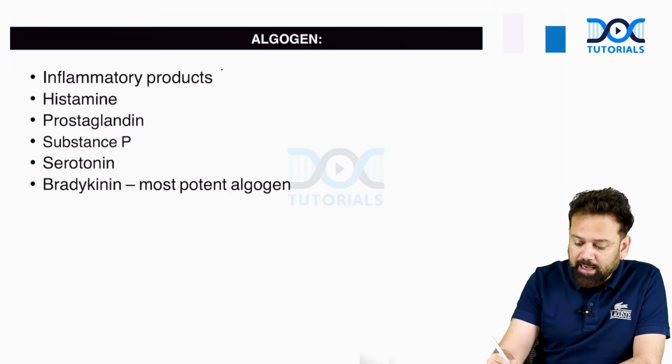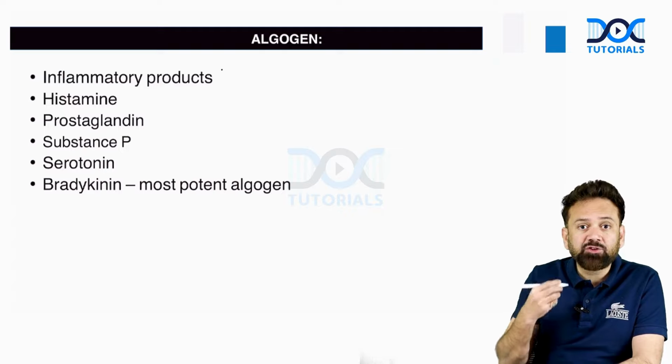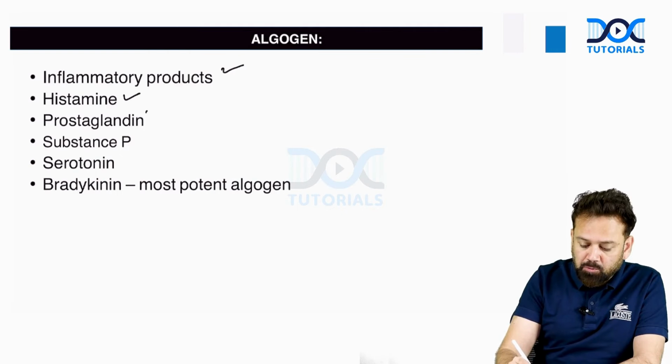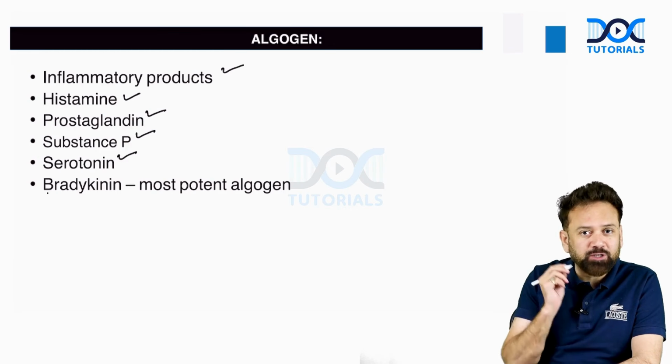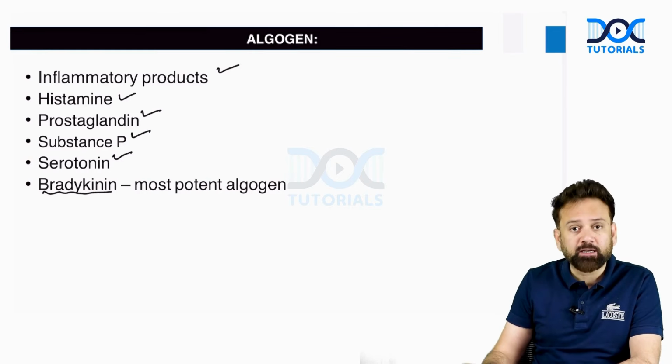Now, algogen. Algo means pain, gen means generating substance. So what are the pain generating substances? They can be inflammatory products like histamine, prostaglandin, substance P, serotonin. But if they ask you who is the most potent algogen, the answer will be bradykinin. Bradykinin is the most potent algogen.